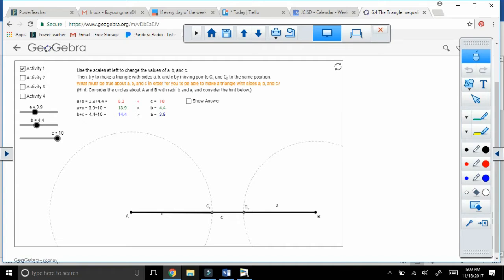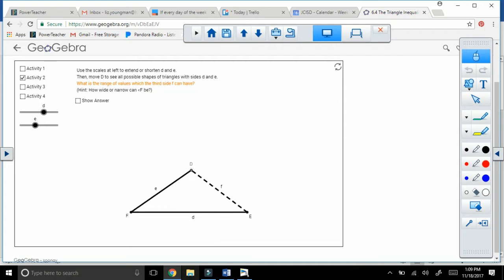So there are some segments that will work to make a triangle, and there are some segments that won't work to make a triangle. And that's kind of what we're going to be looking at today. I want to show you one other activity quick, and then we'll get into the notes.